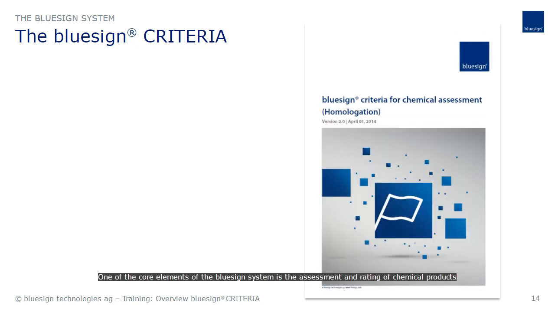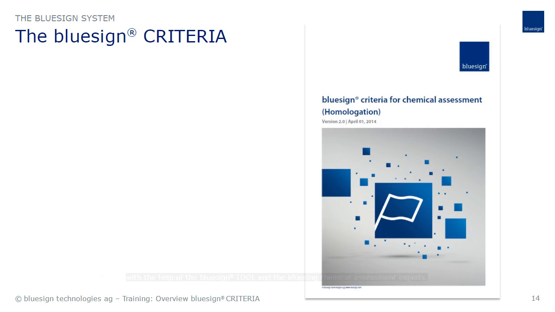One of the core elements of the Bluesign system is the assessment and rating of chemical products with the help of the Bluesign tool and the Bluesign chemical assessment experts. All positively rated chemicals are listed in the Bluesign finder. The background and general principles of the sophisticated assessment procedures are explained in the Bluesign criteria for chemical assessment.